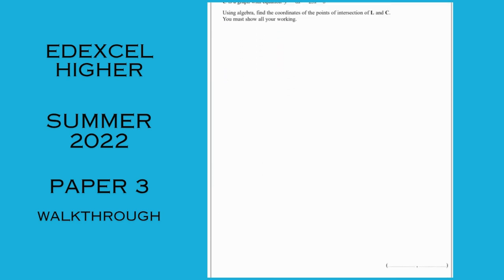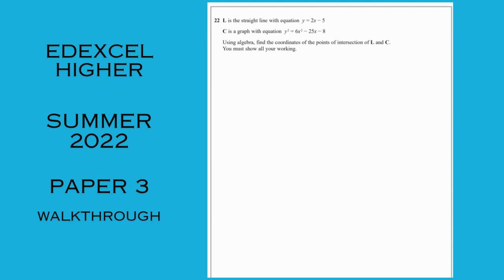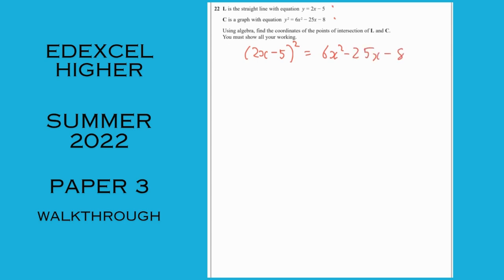Number 22. We've got algebra, not as bad as it seems, and you should be prepared for it. Simultaneous equations. If you're told where 2 things intersect and you've got y equals and almost y equals, you need to put them equal to each other. So let's take C. It says y squared. So replace y with the top line squared. And there we go. It's time to crack on and work out the values of x.